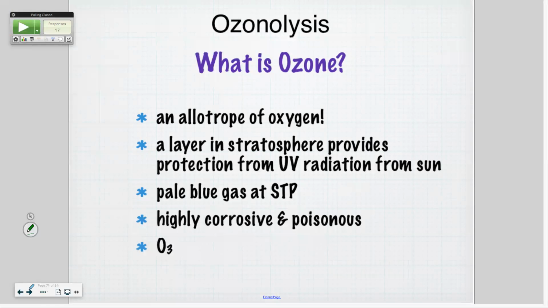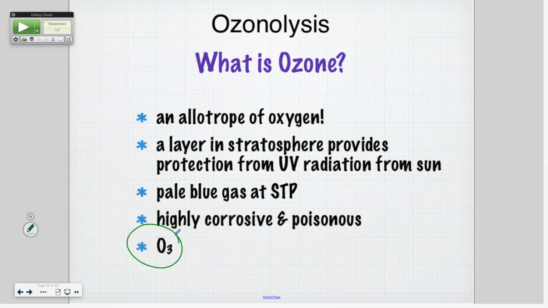Okay, ozonolysis. So who knows what ozone is? It's O3. Oxygen is O2. Ozone is an allotrope of oxygen. It also is a layer in the stratosphere that provides protection from radiation from the sun. You all know about our ozone layer, and you all know how we got a hole in it, don't you? It's a pale blue gas at STP. What's STP? Standard temperature and pressure. Remember that? It's highly corrosive and poisonous. Don't be breathing ozone. Are you writing stuff down? Okay. O3.